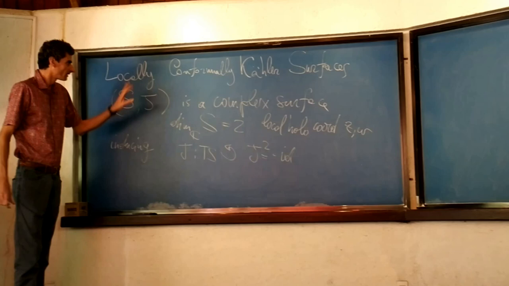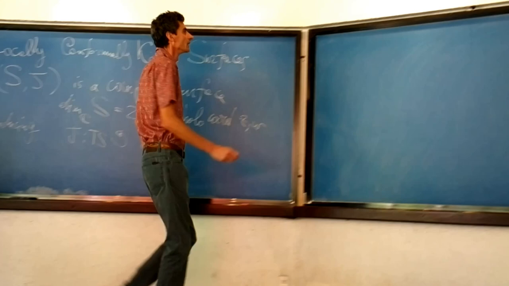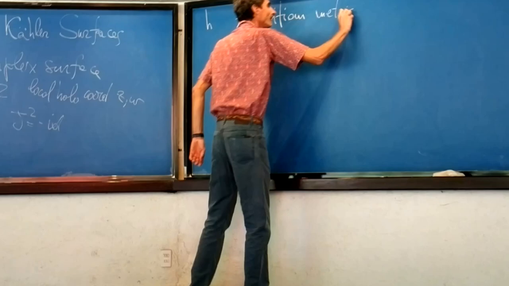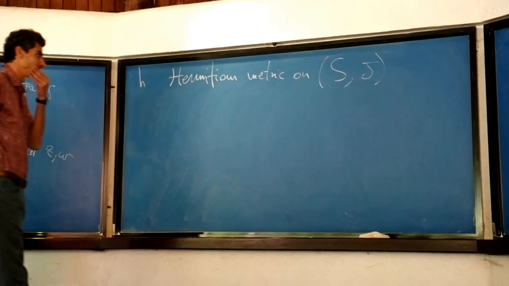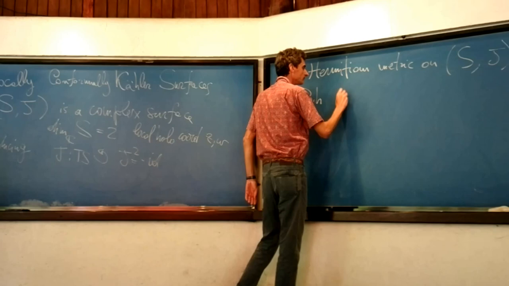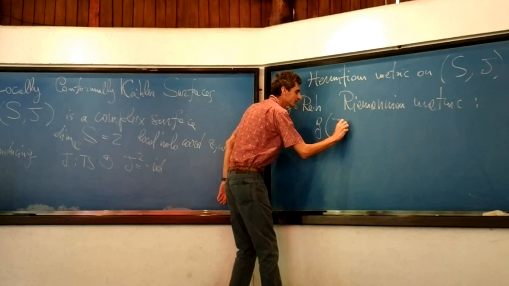And so this problem is, of course, about finding appropriate metrics on a given surface. So we take h to be a Hermitian metric on S, which you can always do. And the real part of h is a Riemannian metric, g, with the property that J acts like an isometry.